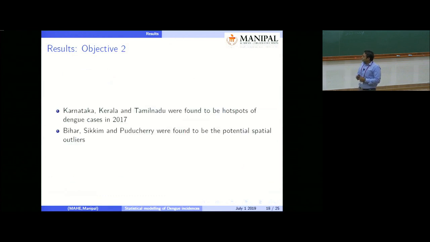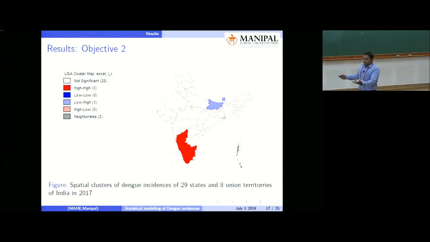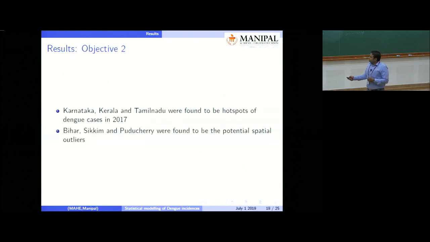So as I said, Karnataka, Tamil Nadu and Kerala are the South Indian states. And we carried out this analysis for the data of 2017, which is the most recently available data. And Bihar, Sikkim and Pondicherry were found to be the spatial outliers.